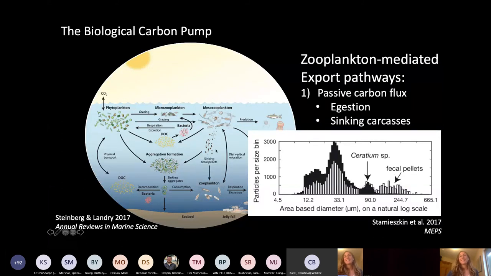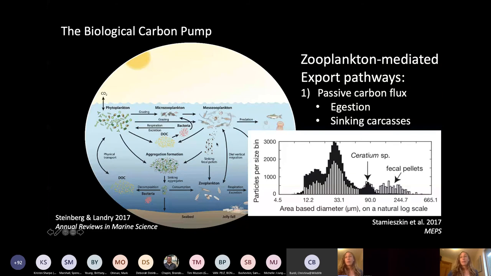They egest these fecal pellets, which sink into the deeper waters where they can essentially become part of the mesopelagic food web. So that carbon that's transferred from the atmosphere to phytoplankton that's then eaten by zooplankton is sequestered, we could say, into the deep ocean via these sinking pellets. So that's the egestion portion of what we call passive carbon flux. We call it passive because these particles are passively sinking.